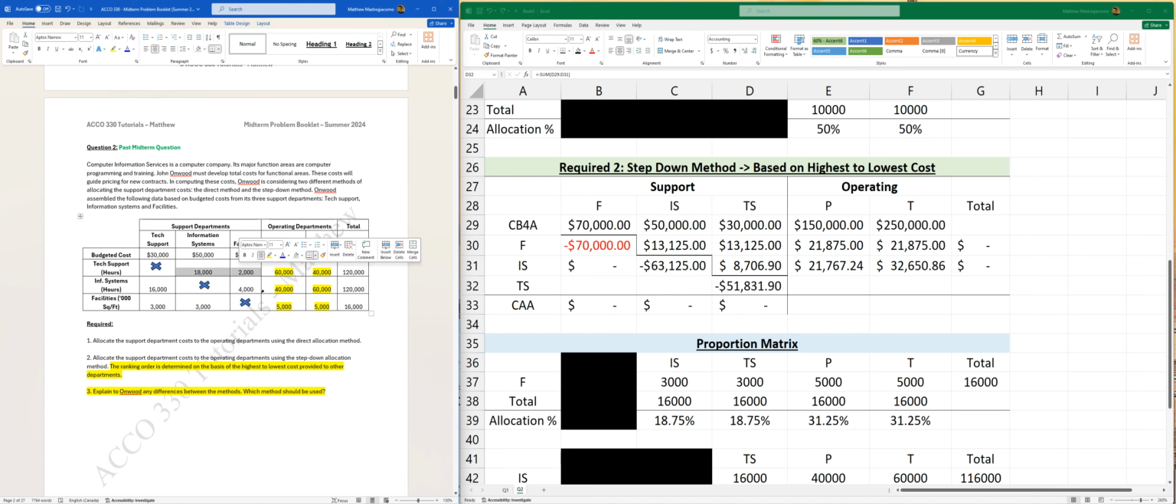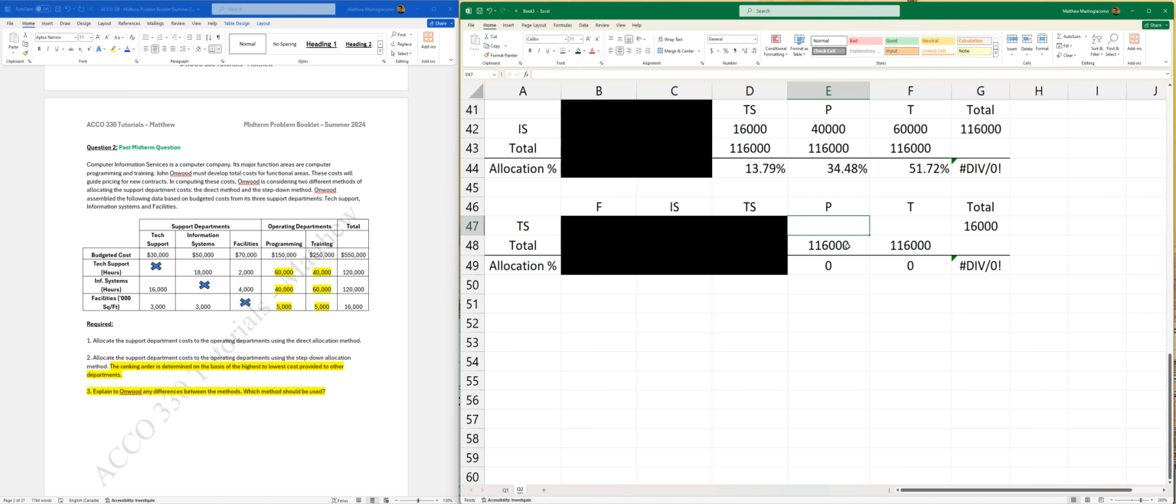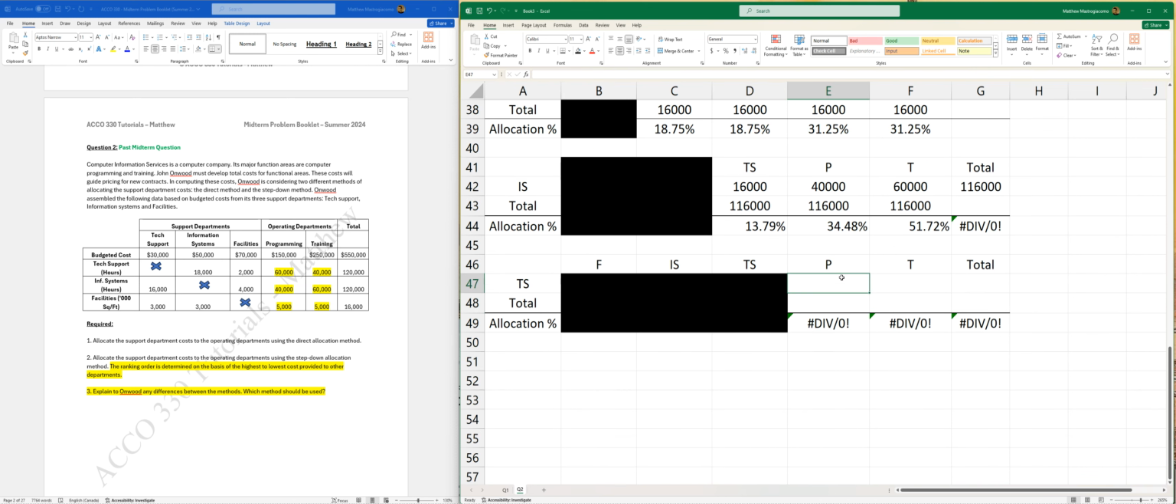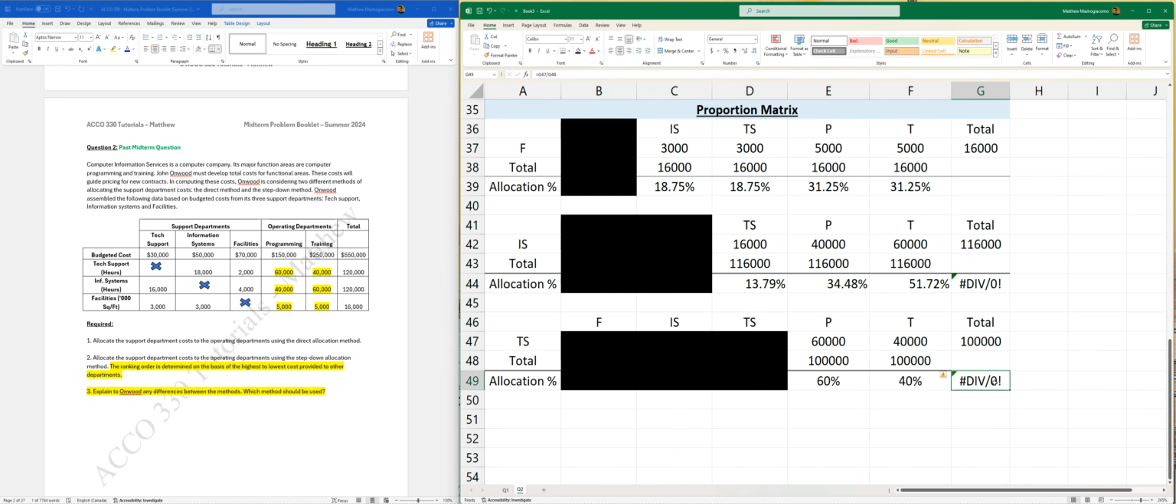So even though tech support helps information systems and facilities with 18,000 and 2,000 hours respectively, because it's the last support department, you're going down the stairs, tech support only helps who comes after. So they only help programming and training. So here, guys, let's go erase all this because there shouldn't be a number here. For tech support, they offer 60,000 hours to programming, 40,000 to training. So the total allocation is 100,000, which basically means 60% and 40%, exactly like what we did above, because the last support department looks exactly like the direct method.